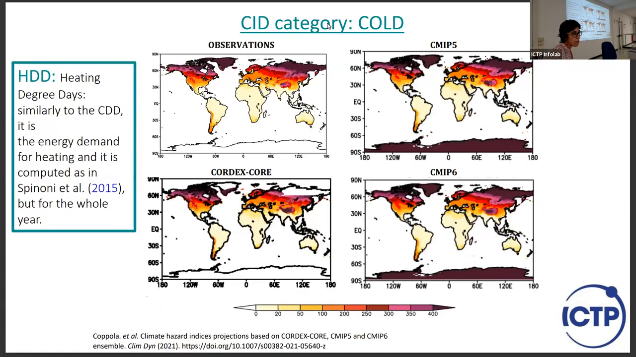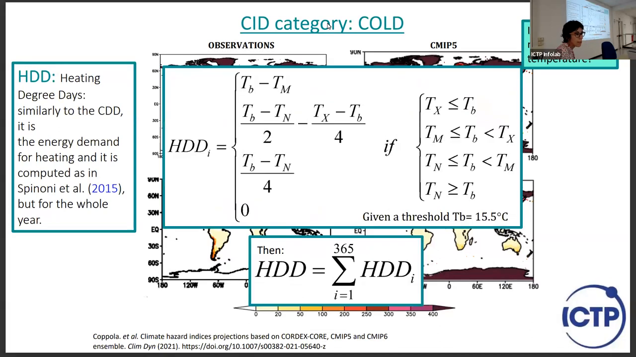The same, but for the cold category, we have the heating degree days, which is similar to the CDD, but with a threshold for cold environments, and it is a threshold of 15.5 degrees. And even here we have to use as input the minimum, maximum, and mean temperature.